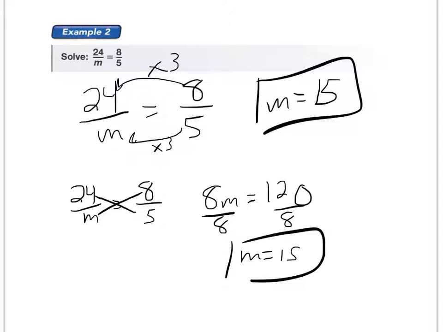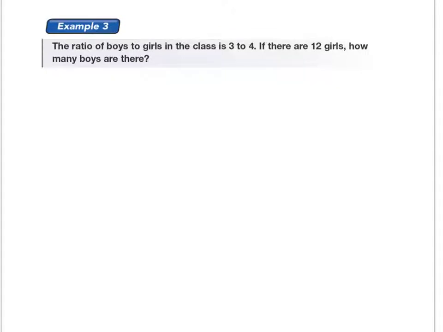Proportional means we can multiply by the same thing on the top and bottom, or we can use cross products to solve. And the last example, excuse me, says the ratio of boys to girls in the class is 3 to 4. If there are 12 girls, how many boys are there? Alright, so we know that here's the question they asked. If there are 12 girls, how many boys are there? That's what we're looking for.